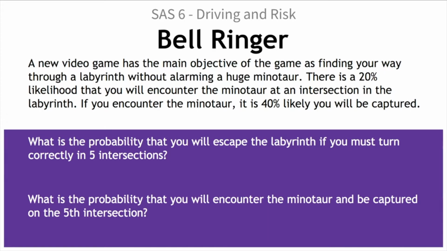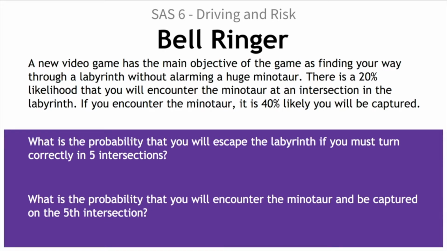A new video game has the main objective of finding your way through a labyrinth without alarming a huge minotaur. There's a 20% likelihood that you will encounter the minotaur at an intersection in the labyrinth. If you encounter the minotaur, it is 40% likely you will be captured. What is the probability that you will escape the labyrinth if you must turn correctly in 5 intersections? And then what is the probability that you will encounter the minotaur and be captured on the 5th intersection?